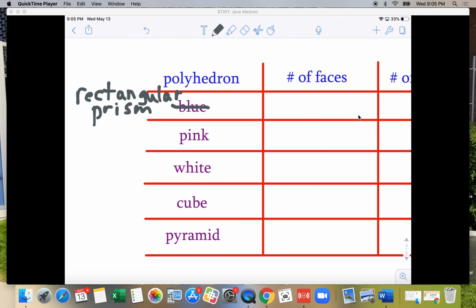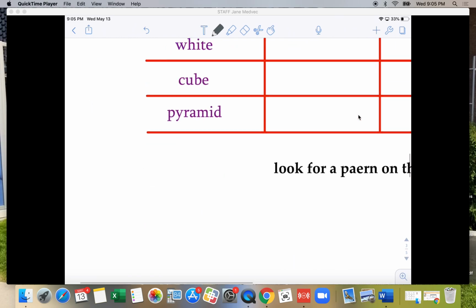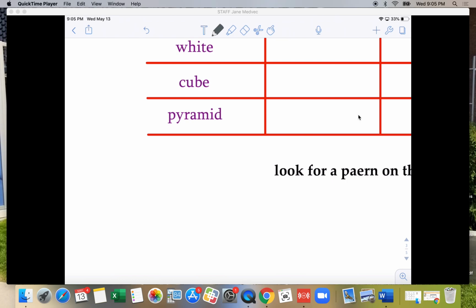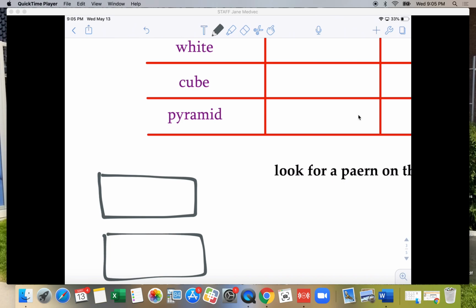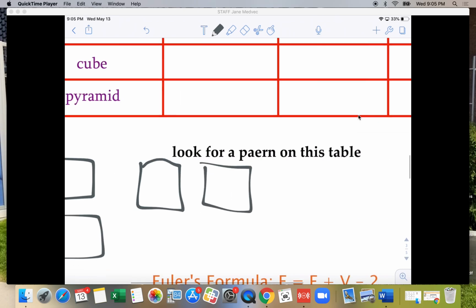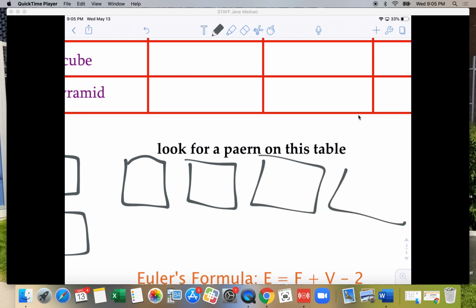And what that means is it's like a box where the top is like this and the bottom is the same thing. And then the sides are also rectangles. So the top and the bottom are rectangles, and all the sides would also be rectangles. So you'll notice if the top is 4 sides and the bottom is 4 sides, then the middle would also have 4 sides, whatever that looks like.